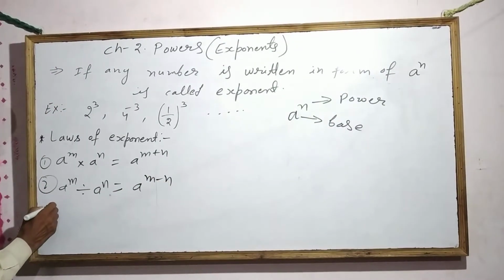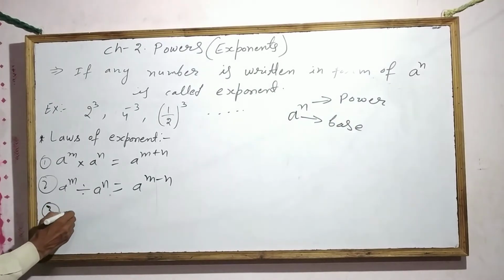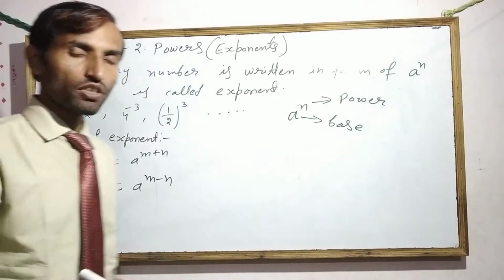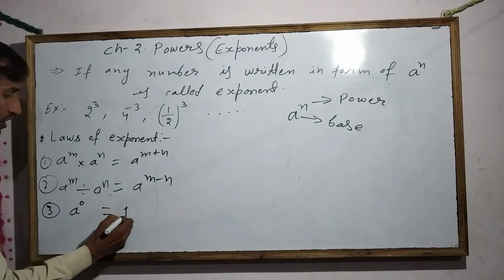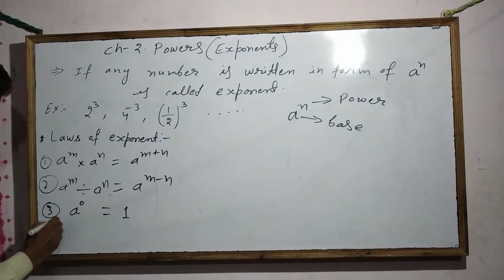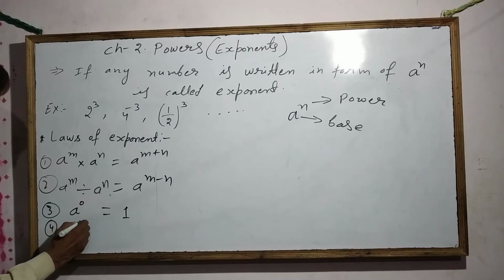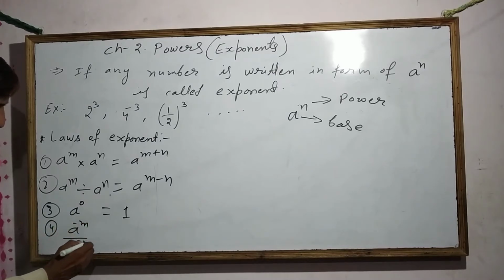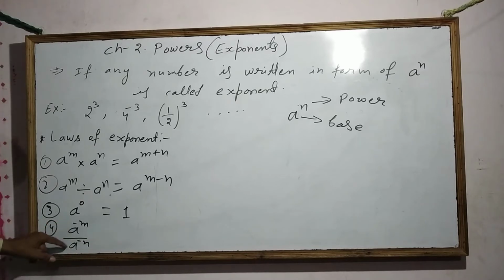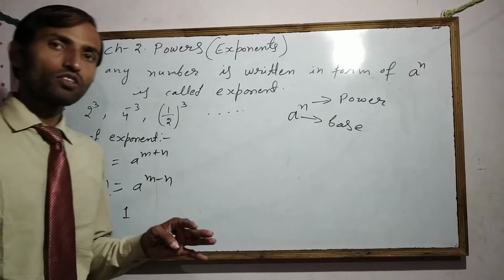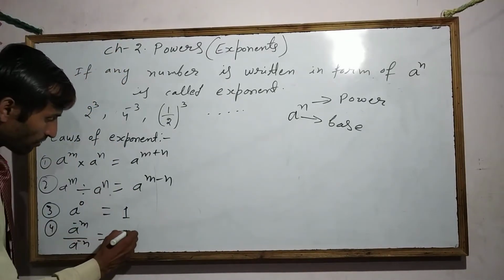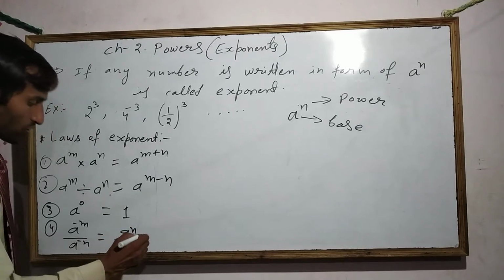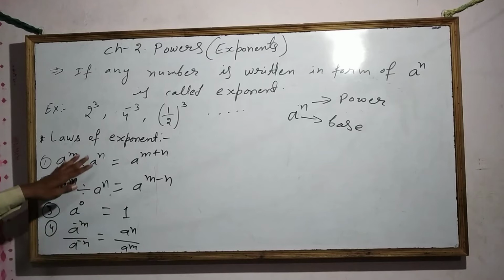Third, if a question is written as a^0, something to the power 0, the answer is always 1. You have to remember this. Fourth, if a fraction is given with a^(-m) and a^(-n) and both are negative, to convert into positive we take the reciprocal, so this goes up and that goes down, and a^n upon a^m will come. We have to follow this type of process.